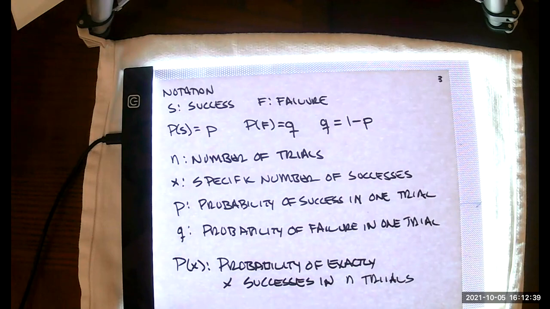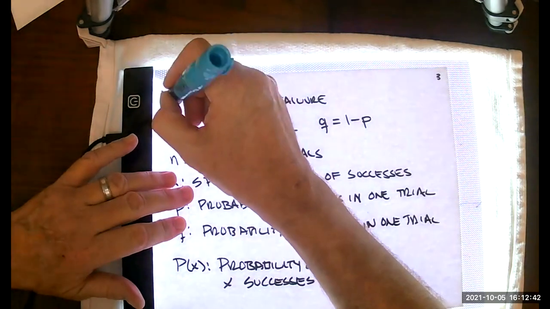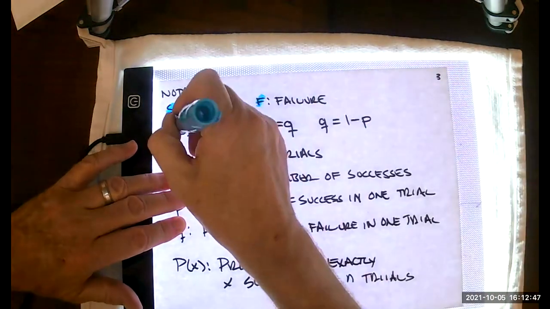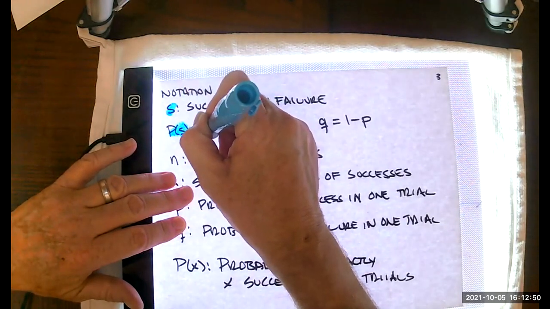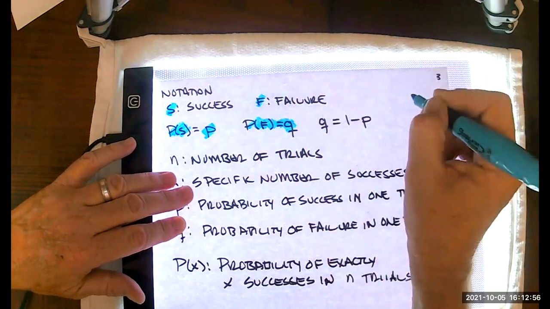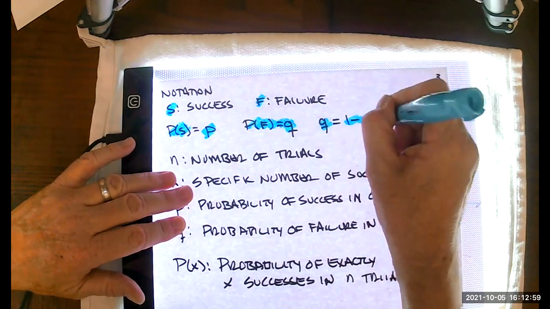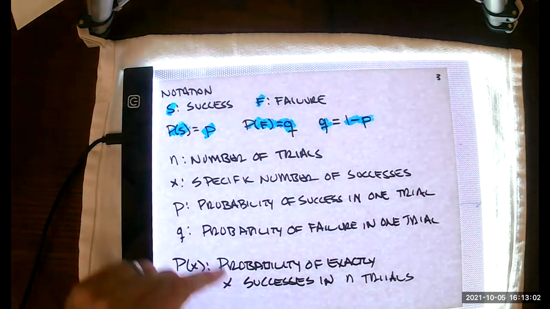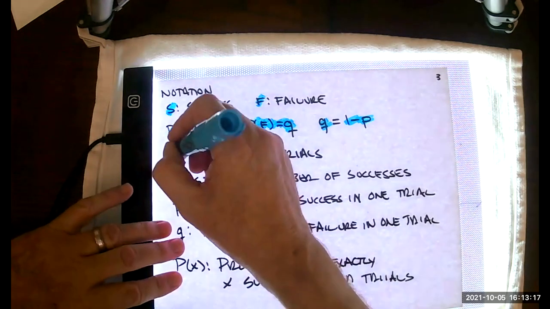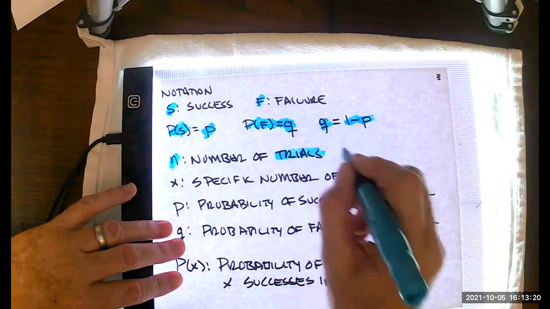So we like the letter S for success and the letter F for failure. The probability of success is a value given by little p, and the probability of failure is given by little q, and q is equal to 1 minus p. At the end of the day, success and failure are complementary events. They span the probability space, and it's just one or the other. Now, we're going to let the number n stand for the fixed number of trials.